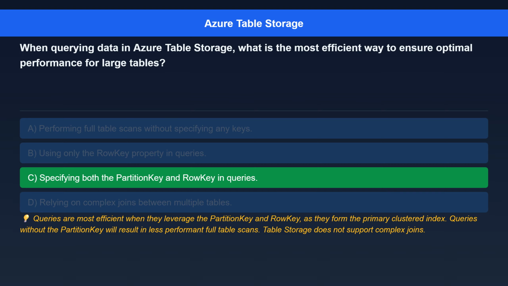The correct answer is specifying both the partition key and row key in queries. Here's the explanation. Queries are most efficient when they leverage the partition key and row key, as they form the primary clustered index. Queries without the partition key will result in less performant full table scans. Table storage does not support complex joins.